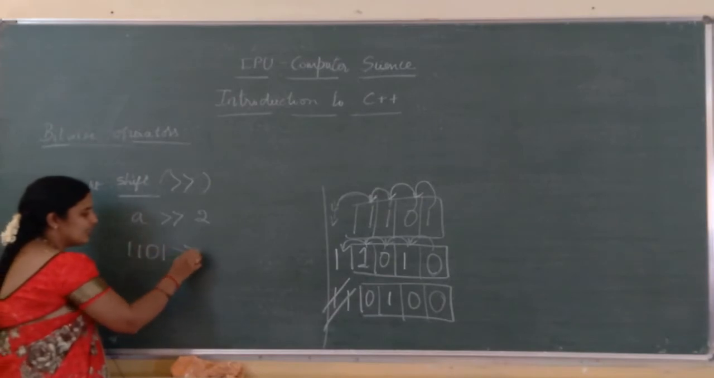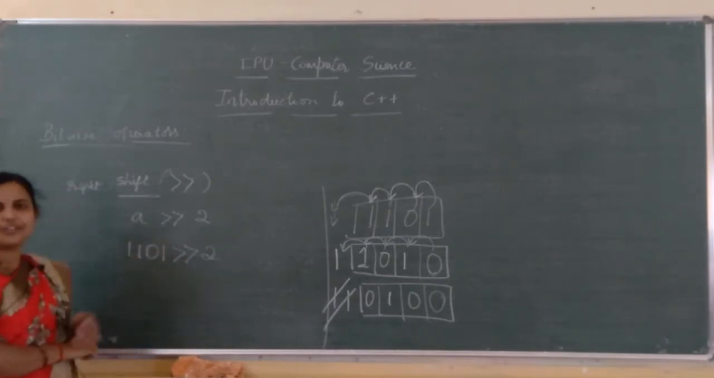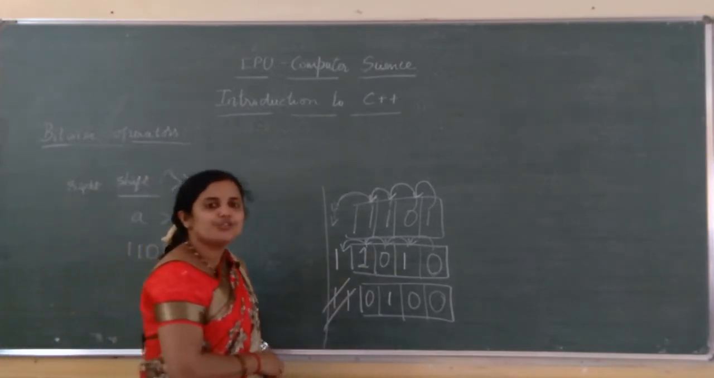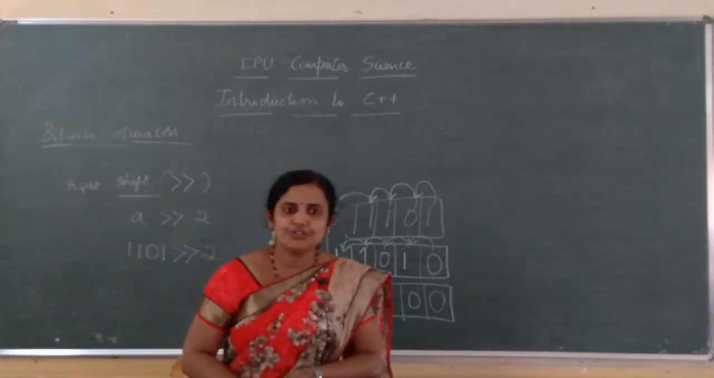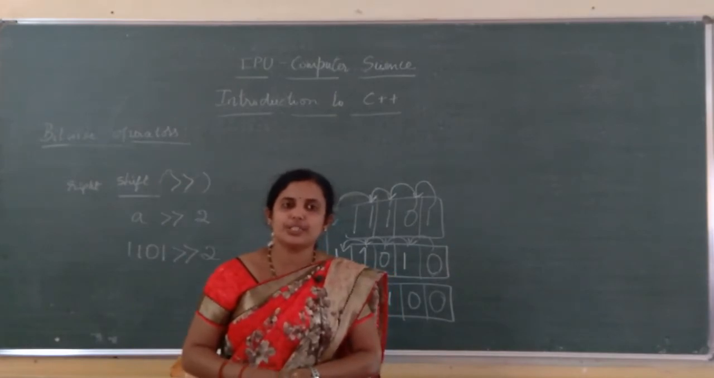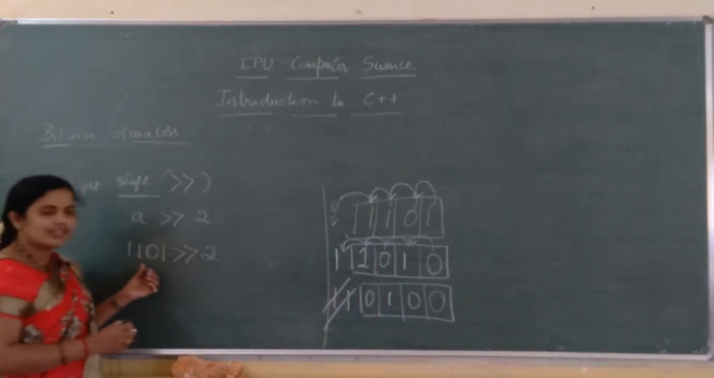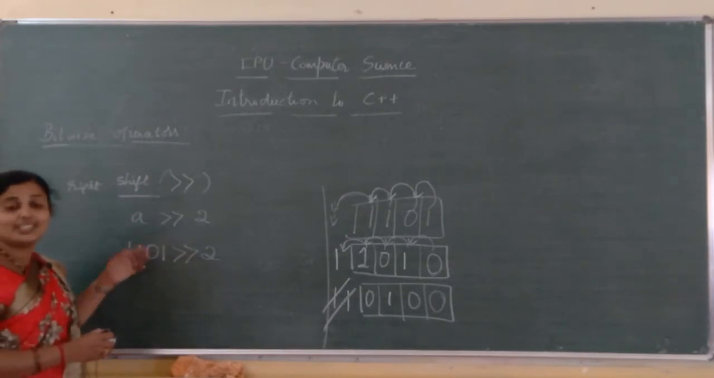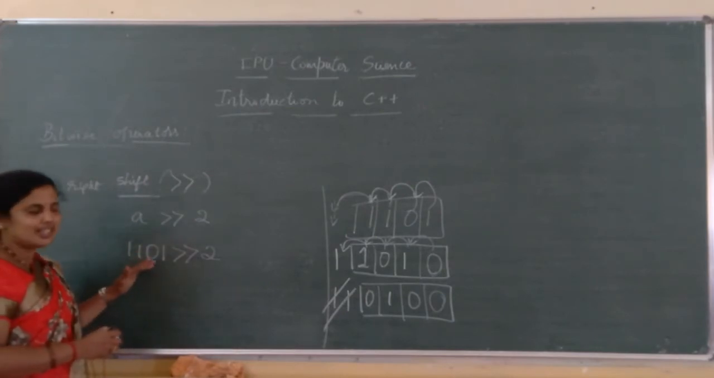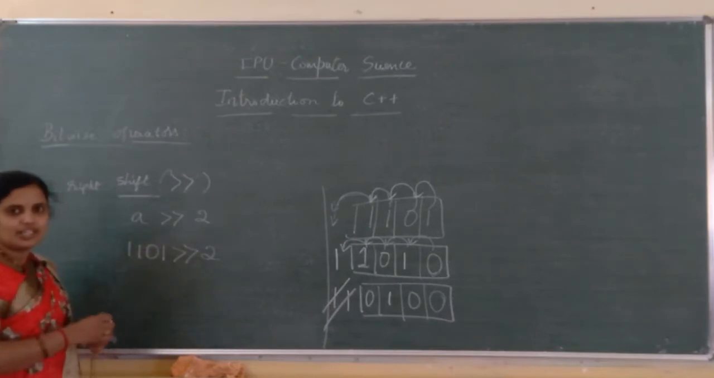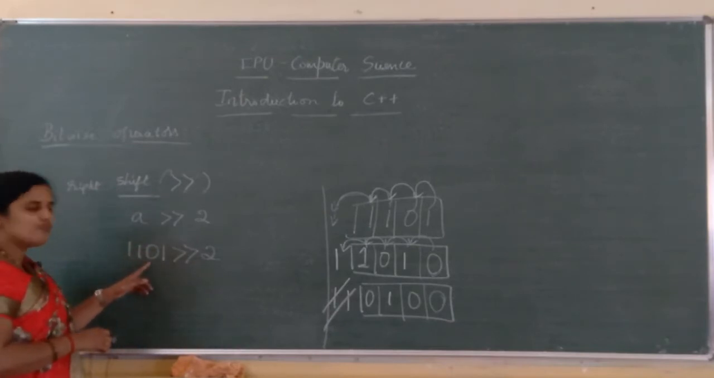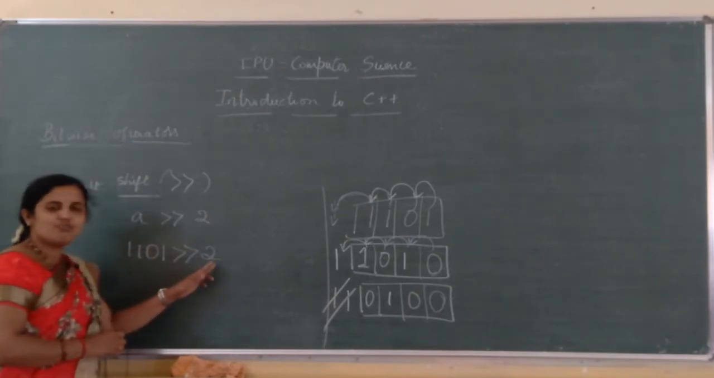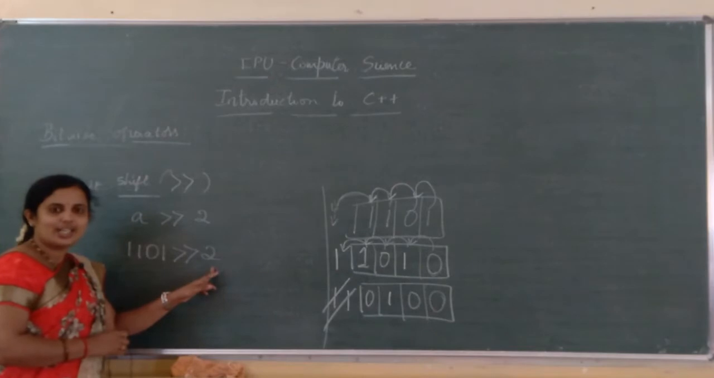1101 right shift 2. Here what you have to do, right shift in the sense shift to the right. What you are going to shift to the right are the bits in the left operand. Always you have to shift the left operand only, but the direction will be different here. Here you are shifting it to the right. You are shifting a number of bits in the left operand to the right by the number of bits specified in the right operand.